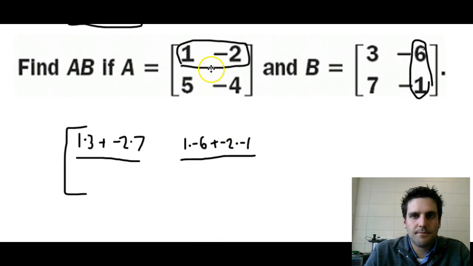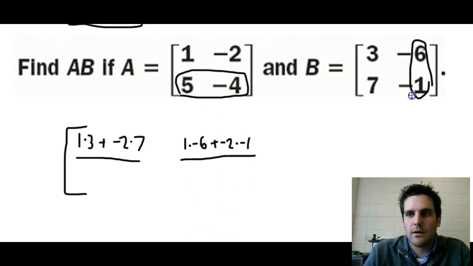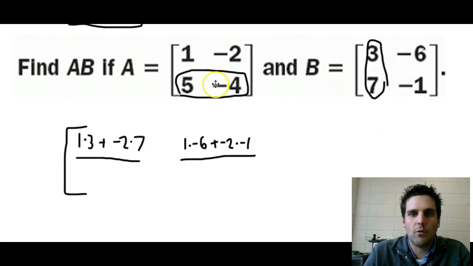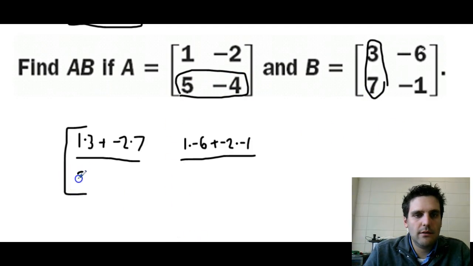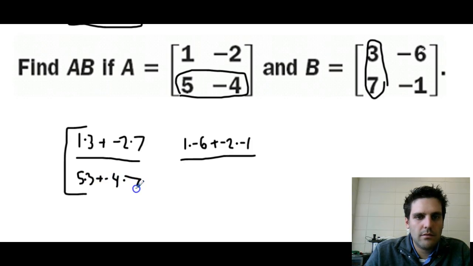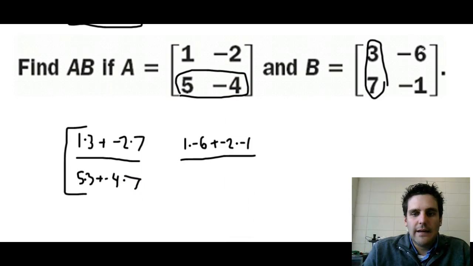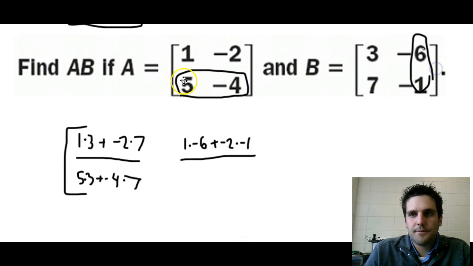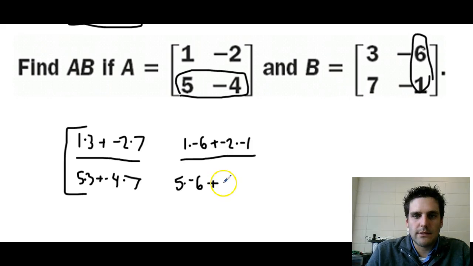And then we'll move down. We'll move to row 2, and I'll go back to column 1 over here. It's 5 times 3 and negative 4 times 7. And then finally, we'll go to the last column here. It's 5 times negative 6 plus negative 4 times negative 1.